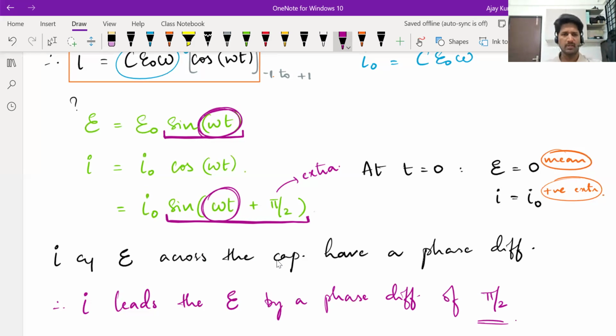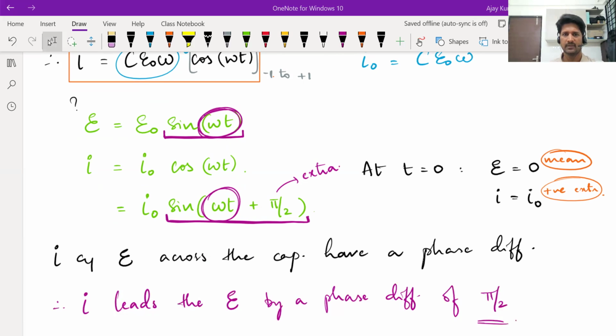So the voltage you apply across a capacitor and the current that flows through it will not be in phase with each other. They'll have a phase difference. And because the phase of current is pi by 2 extra compared to the phase of voltage, we say that current leads the voltage by a phase difference of pi by 2. Is this clear to both of you? Any doubts in this?